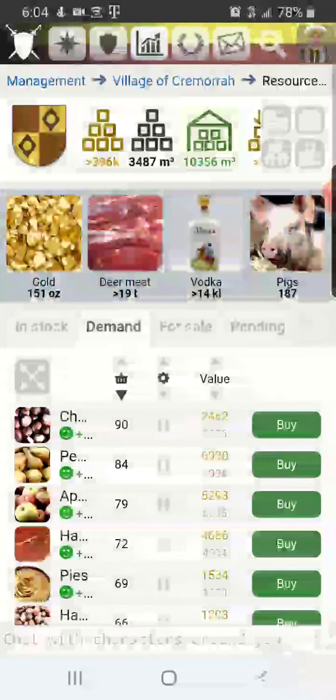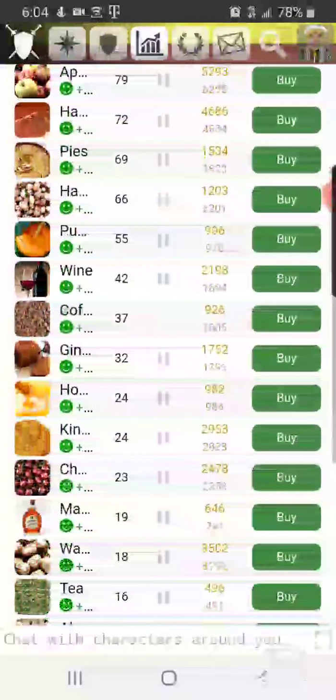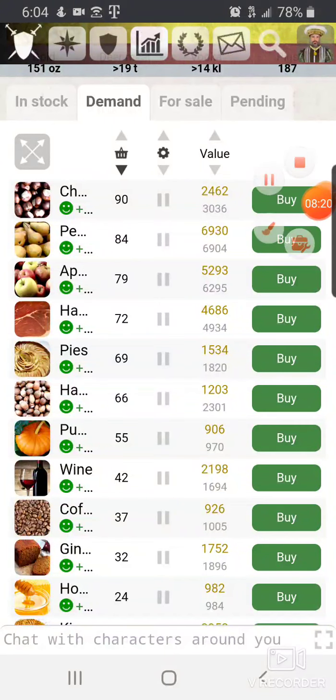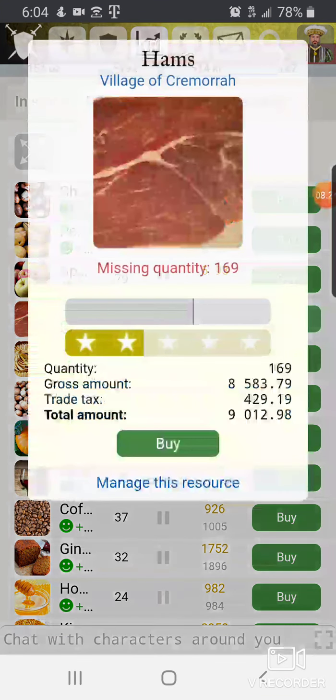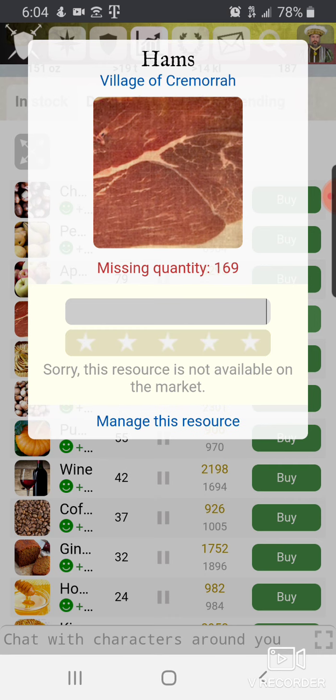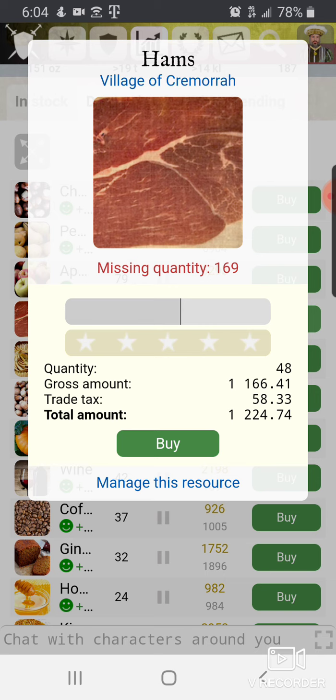Back to our resources. So what if we want to buy resources? Let's head something away from that button. Okay, so we have our quantity bar and our quality bar. Now, if I wanted to buy the stuff that I need, I'll just keep that in the middle as it was. And quality is a very important thing to look at.